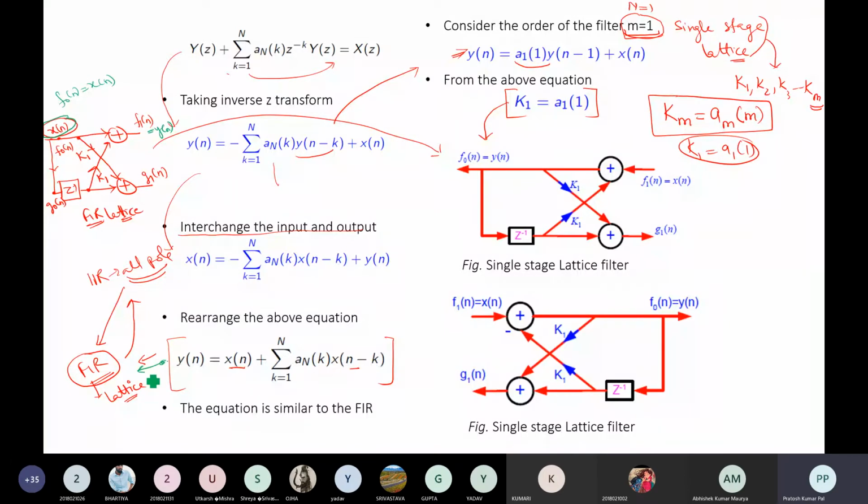This is equivalent to an FIR system only when we have interchanged the inputs and outputs. Similarly, in this structure for FIR, if we are going for designing the IIR, this will be an IIR first stage lattice filter only when the inputs are replaced by the outputs and the outputs are replaced by the inputs.